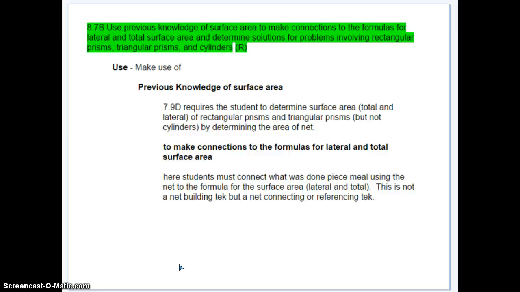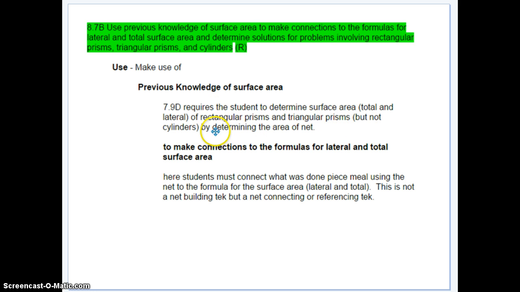I've split this on 2 slides because there are 2 main parts surrounding those 2 verbs. Use, to make use of, making use of previous knowledge of surface area. Now that previous knowledge in the new TEKS structure could be found in 7.9d in 7th grade, where the students determine the surface area, total and lateral, of rectangular prisms, triangular prisms, and some other shapes, but note, not cylinders.